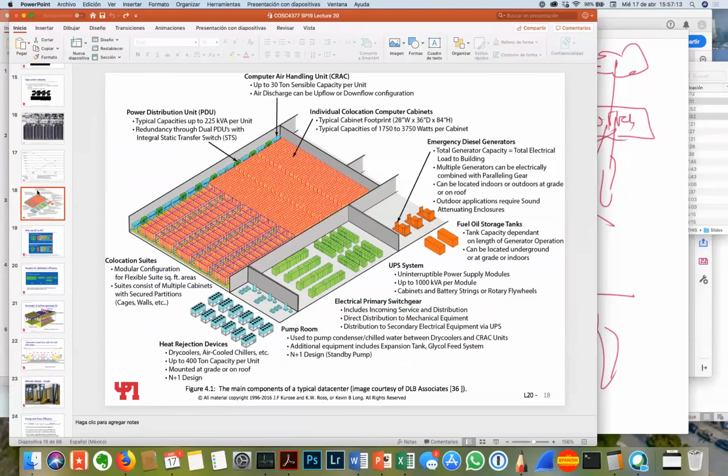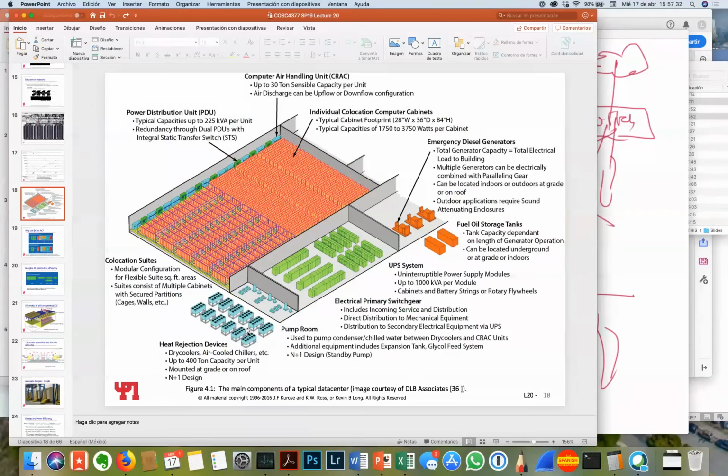Here's a typical layout of a large data center. The front half is all storage, and you'll have basically individual cabinets for particular users. You'll have big arrays of batteries that power the system.